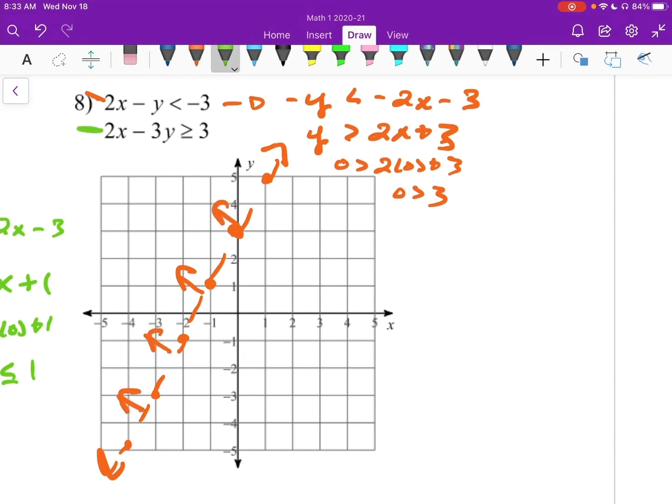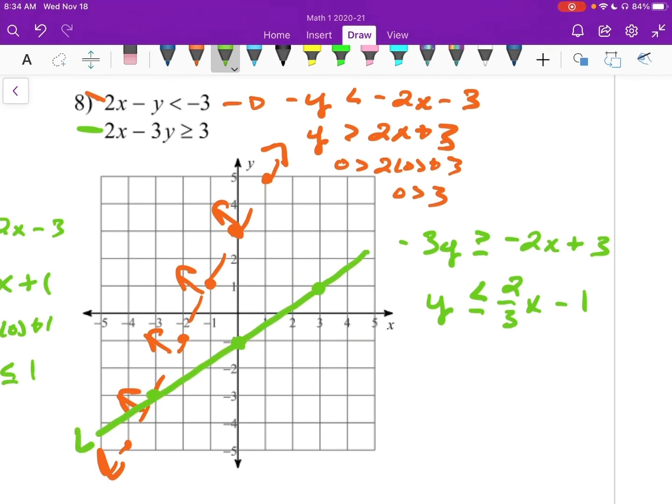Now for the green one, I'm going to start off by subtracting 2x to the other side. So I'm going to have negative 3y is greater than or equal to negative 2x plus 3. I'll divide by negative 3, and whenever I do, I'm going to need to swap this sign. So the arrow points in the other direction. Y, and then negative 2 over negative 3 is going to be 2/3 x, and then 3 over negative 3 will be negative 1. My intercept is at negative 1. My slope is 2/3, so up 2 and over 3, down 2 and left 3. This one's going to give me a solid line.